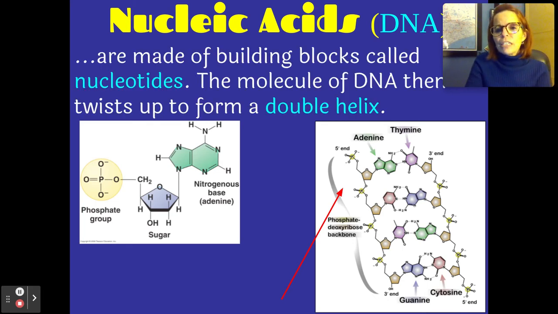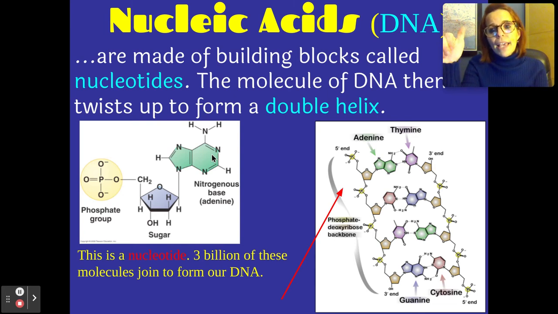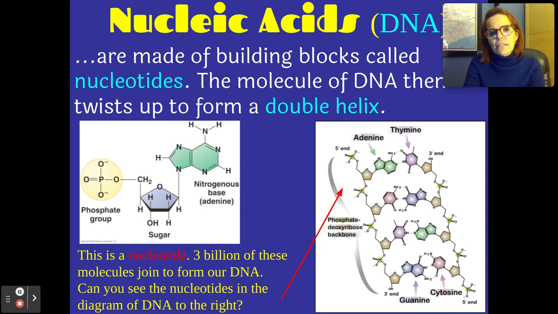Nucleic acids are made of building blocks that are called nucleotides. So DNA is a whole bunch of nucleotides put together. The molecule of DNA then twists up to form what's called a double helix. So right here, this image on the left, this is a nucleotide. It includes a phosphate group, a sugar that's called deoxyribose, and a nitrogen base. And the nitrogen bases, if you took the DNA unit, you know is A, T, C, and G, what I was just talking about on the other slide. You don't need to know that for this, but I'm just telling you that's what they are. So there are 3 billion of these nucleotides that join together to make our nucleic acids, to make our DNA.